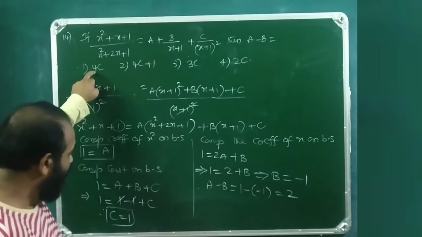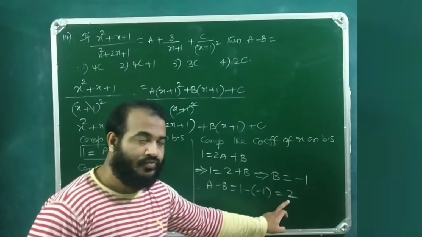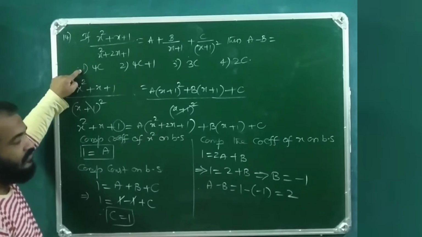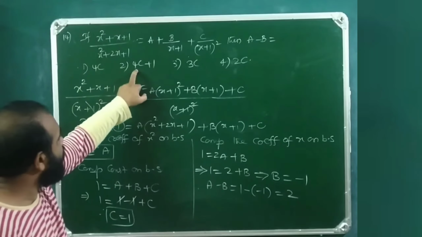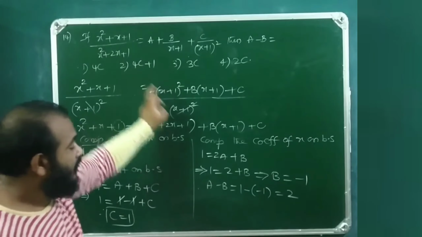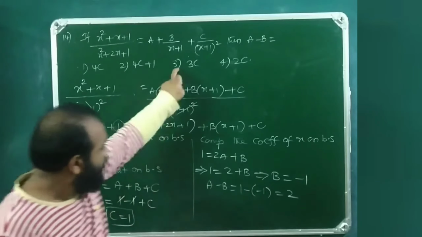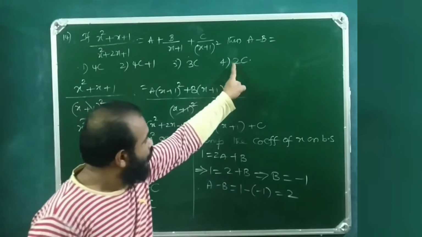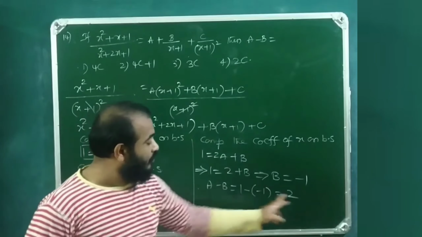Option 4c is 4 into 1. A minus b is 2. 2 is not equal to 4. First bit failed. Second bit is 4 into 1, 4. 4 plus 1, 5. 5 is not equal to 2. 3 into 1, 3. 3 is not equal to 2. 2c. 2 into c value is 1. 2 ones are 2. So a minus b is also 2.